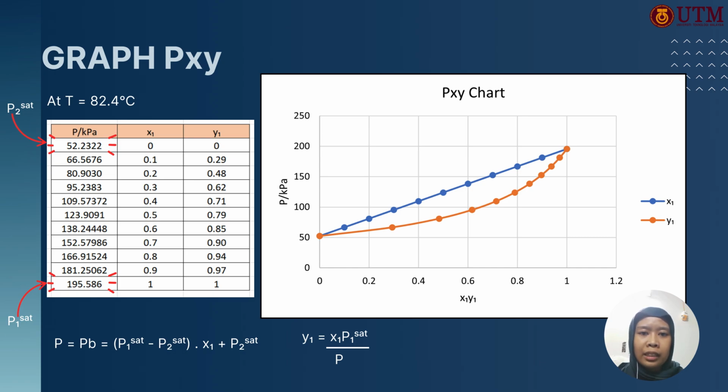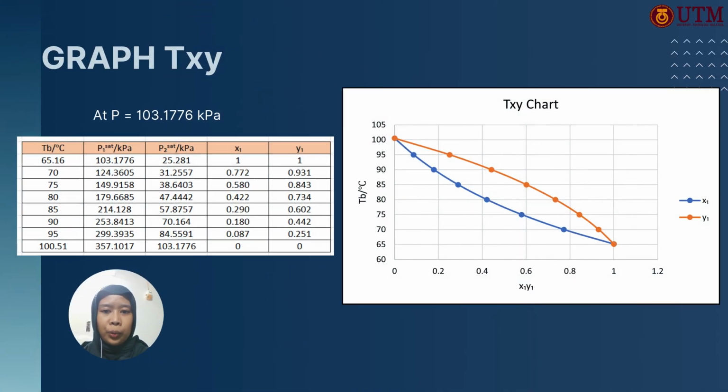This graph illustrates the variation of equilibrium pressure with mole fraction of methanol in both the liquid phase and the vapor phase at a constant temperature. The blue curve represents the bubble point curve, while the orange curve represents the dew point curve. The larger difference between the X and Y values indicates greater relative volatility, showing that methanol is more volatile than water.